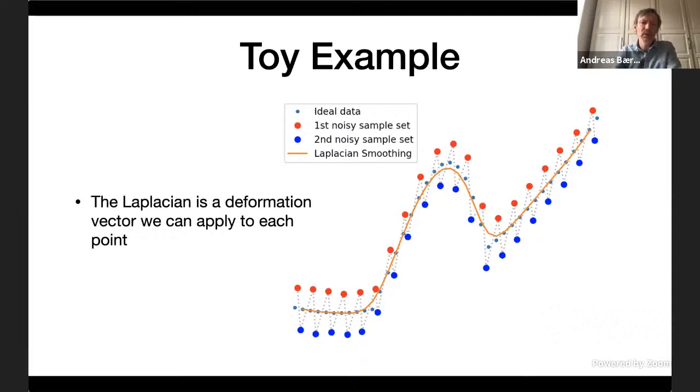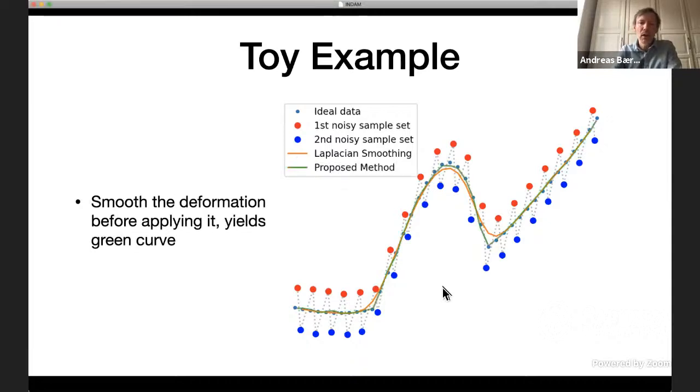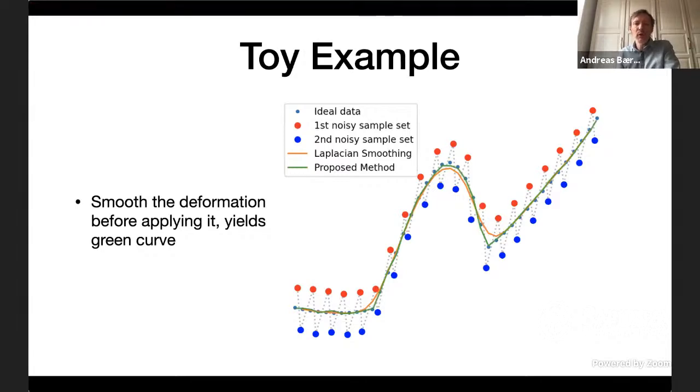So what we're proposing to do instead is to smooth the deformation itself. If you take the original curve and find the Laplacian vectors, the displacements that will make it smoother, you can smooth those displacements in such a way that for the red points you only smooth the displacement over the red points, and for the blue points you only smooth the displacement of the blue points with respect to other blue points.